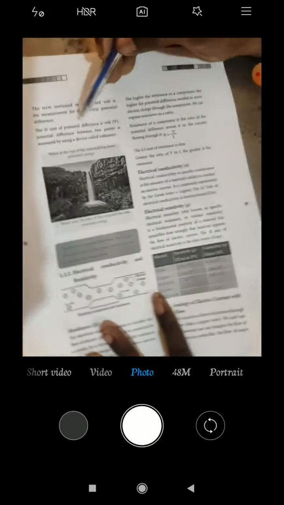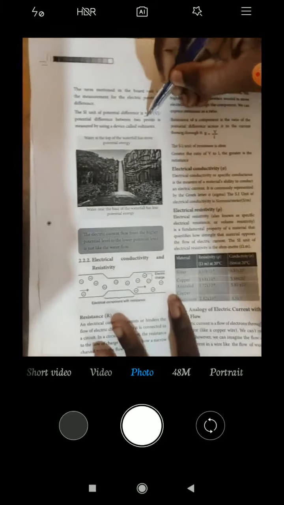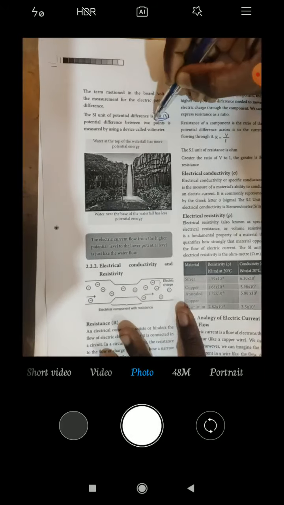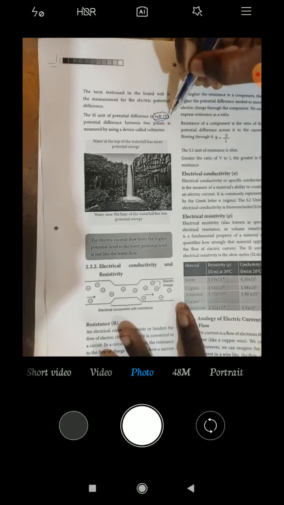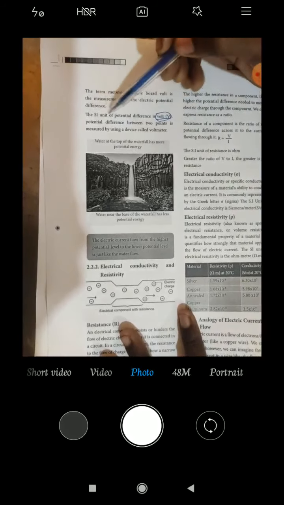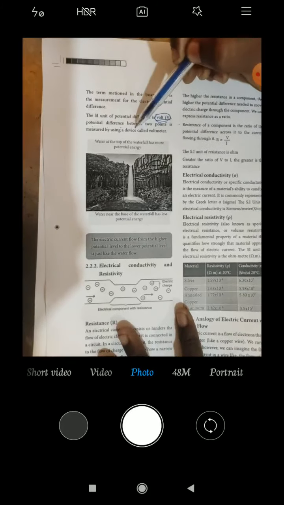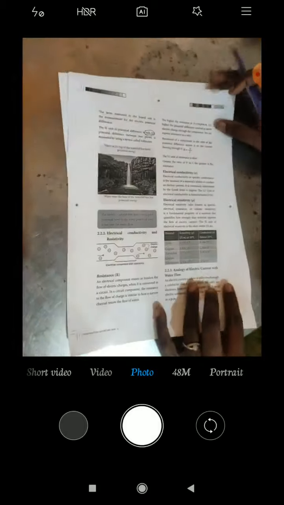The SI unit of potential difference is the volt, denoted by a capital V. Next, the potential difference between two points is measured using a device called a voltmeter. So this instrument's name is voltmeter.